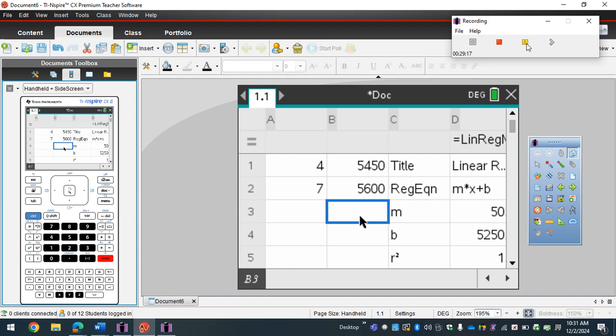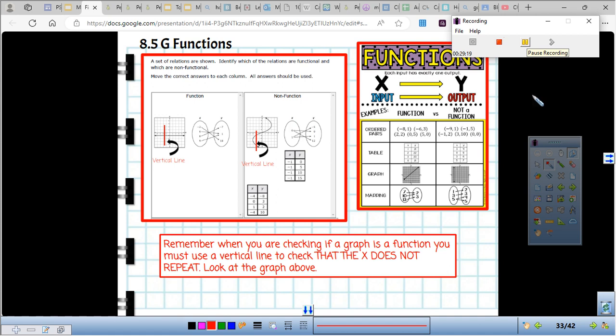Pretty easy. When it comes to the functions, this is probably the easiest one. Just make sure that along the line, the vertical line crosses at one function. This cannot have this part, it throws it off. Okay? This one crosses twice, no. X is right here, repeat, no function.